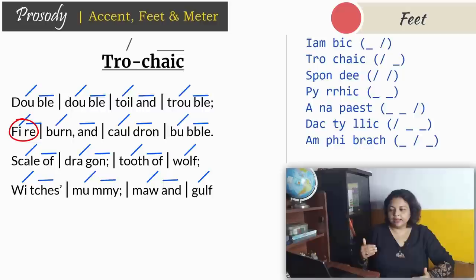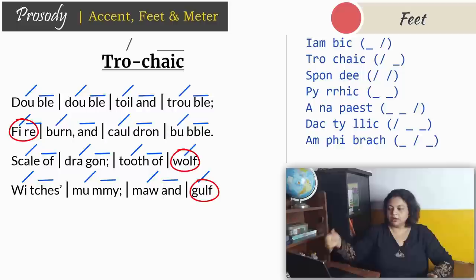Witches, mummy, maw and gulf. Gulf is, of course, accented. But it is all alone. There is no unaccented syllable after Gulf. In the previous line too, there is no unaccented syllable after wolf. Earlier you had, in case of trouble and then bubble, you had the BLE unaccented. But there is nothing like that in the last two lines. So they are all alone.